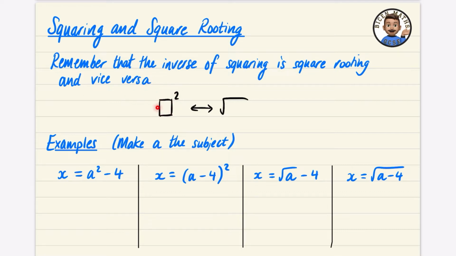So if you have something that is being squared, to get rid of the squaring, you do square rooting. If you have something that is being square rooted, to get rid of the square rooting, you do squaring, because those are the inverse operations.